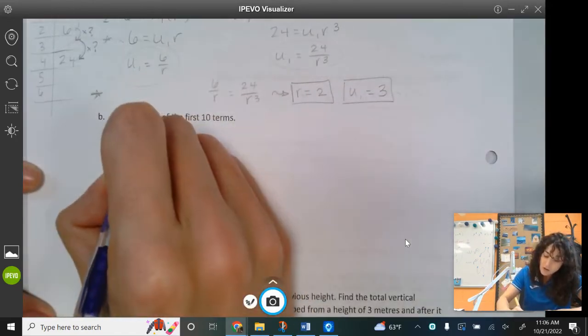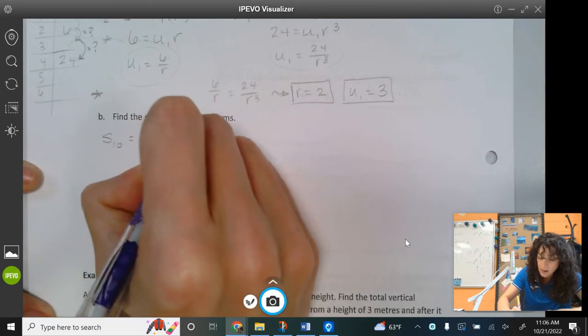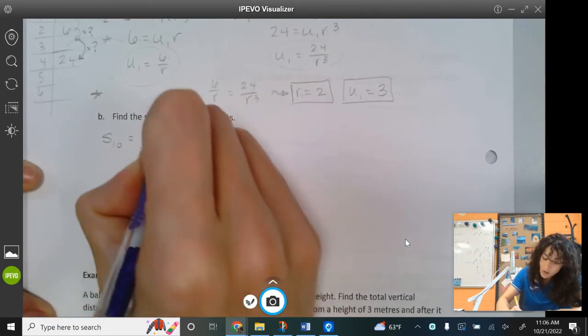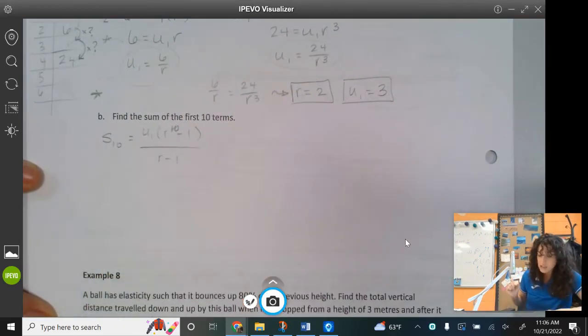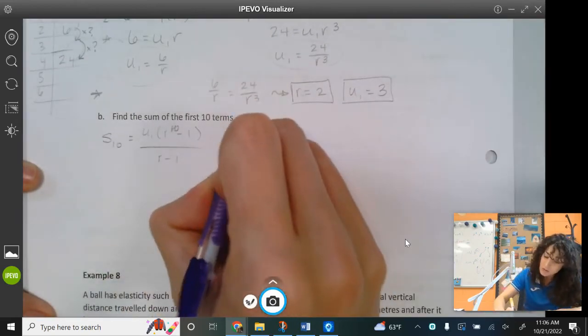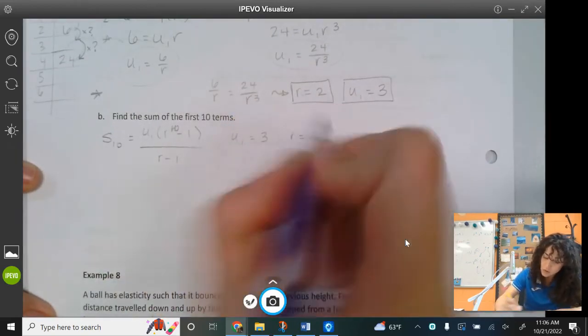So we know that we have to do U sub 1 times (R to the n minus 1) over (R minus 1). And I know that n is actually just 10 in this case. So I just went back and filled that in right away. And U sub 1 is 3, R is 2. Cool.